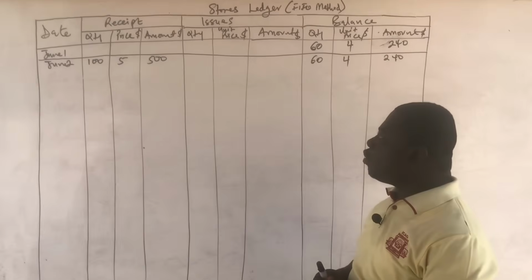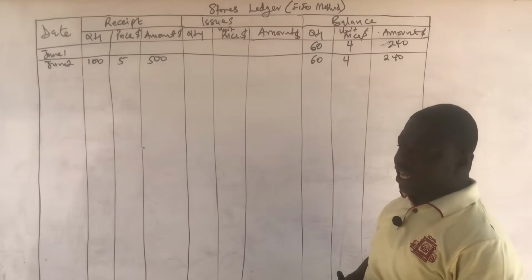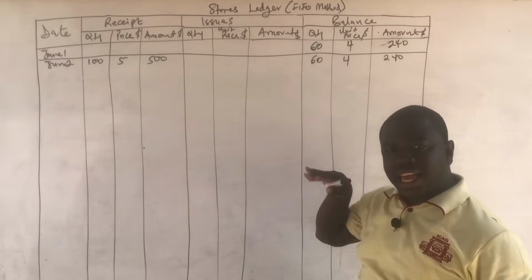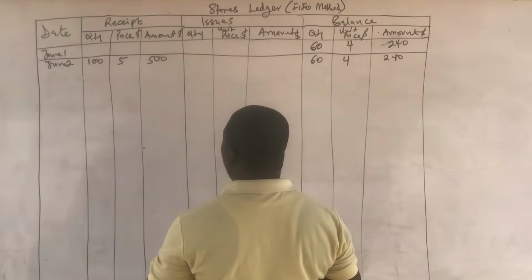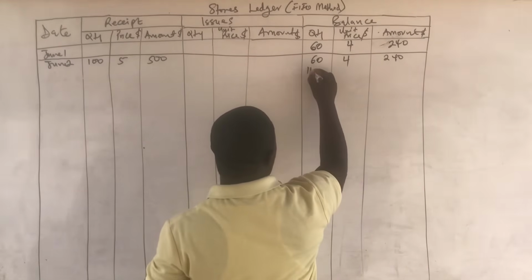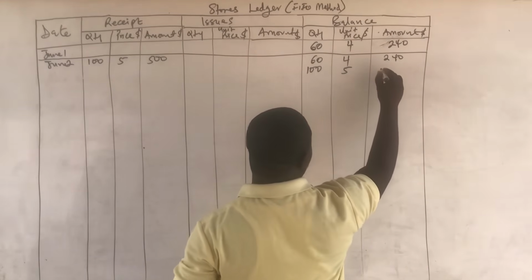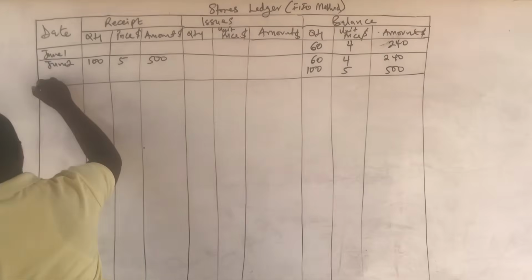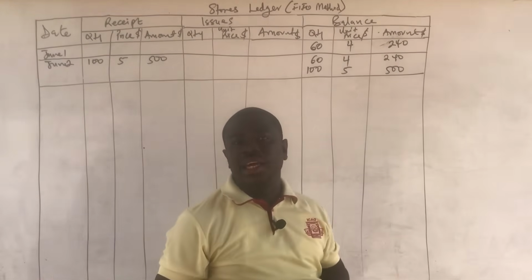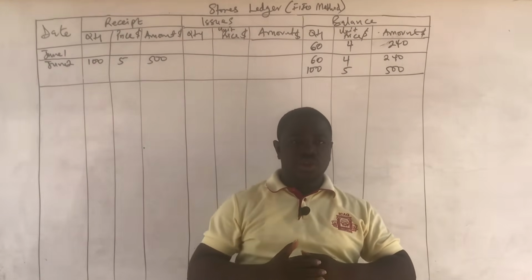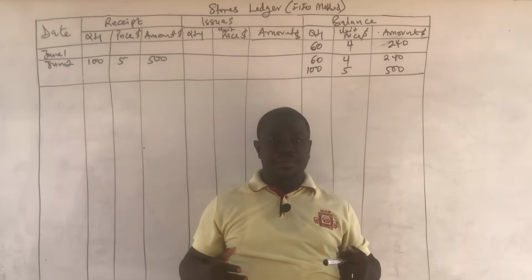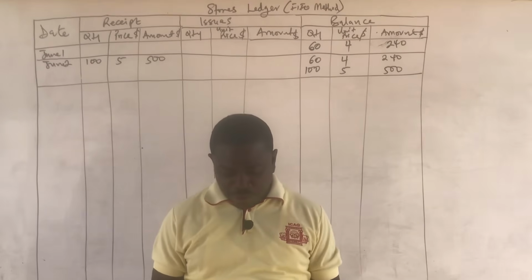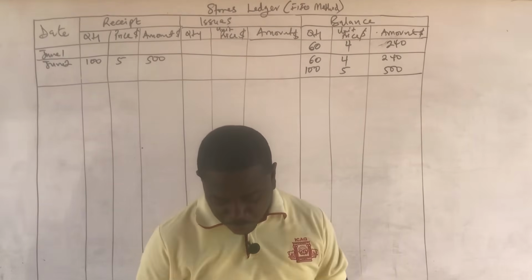So you are bringing your 100, and that will be a disaster. You need to repeat it again under every line. So 60 at 4. Then you can now bring your 100 at $5 for 500 cedis. And then you can underline again to show that you are done with the transaction on June 2nd. That is the meaning. And then we move on to the next one, which is on June 4th.